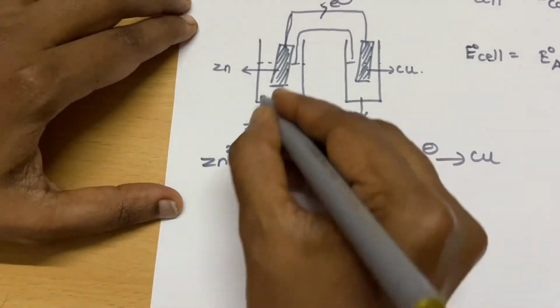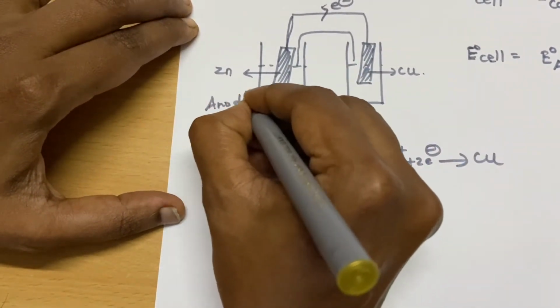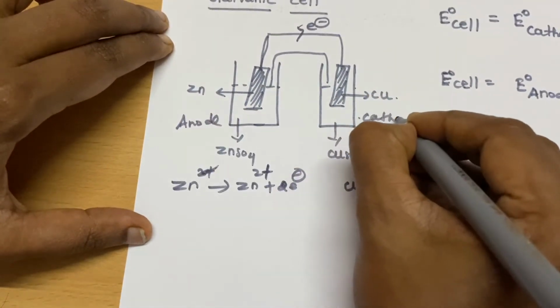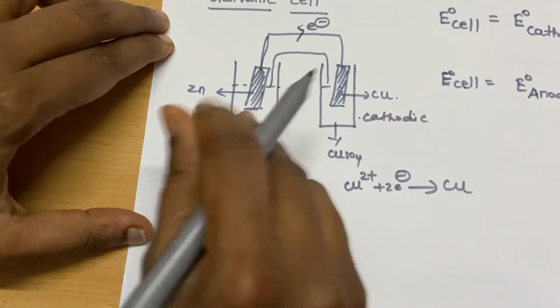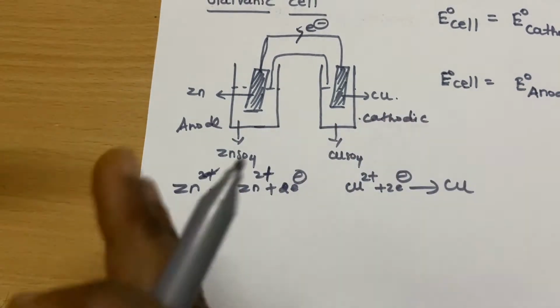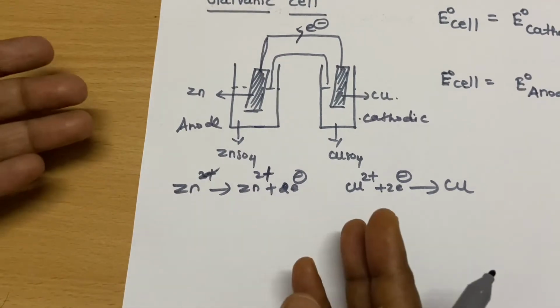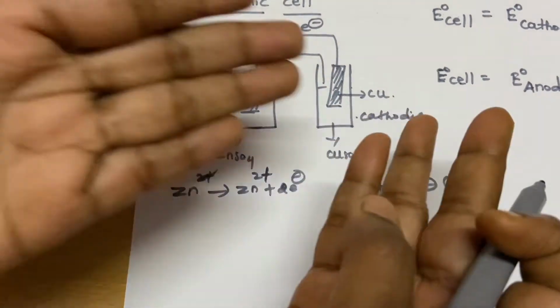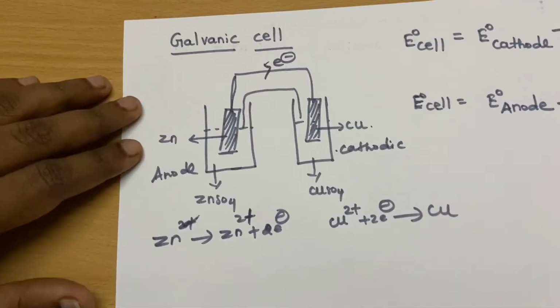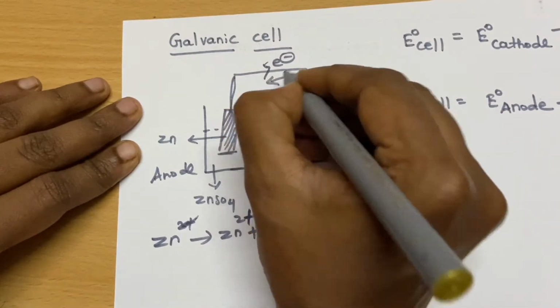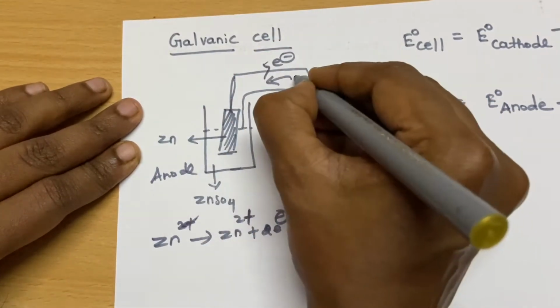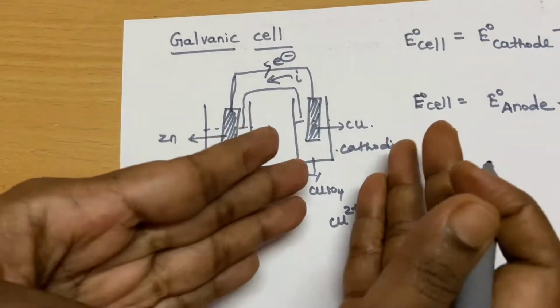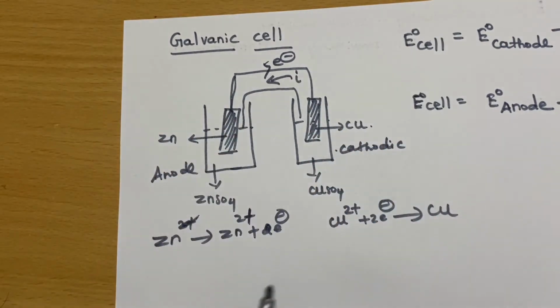We call this the anodic compartment and this the cathodic compartment. In a galvanic cell, the electrons travel from the anode to the cathode, and the current flows, students, you must know, in the opposite direction. In a galvanic cell the current flows from cathode to anode. These are the kinds of questions they can ask.